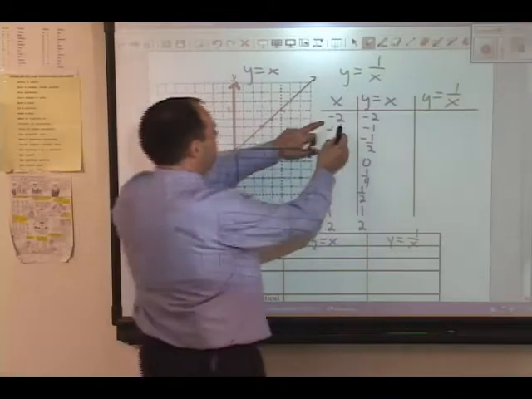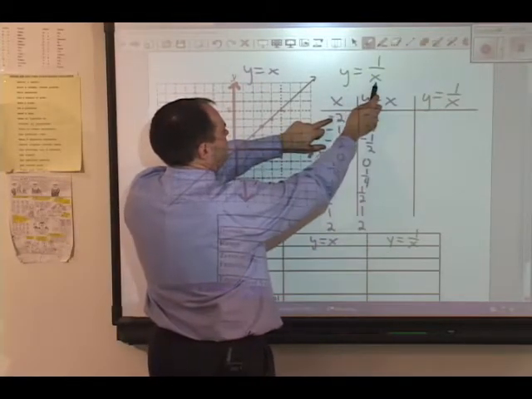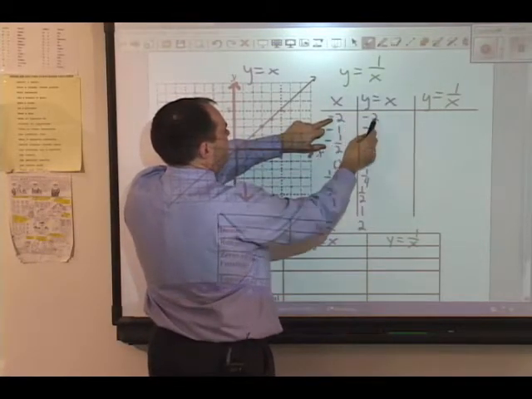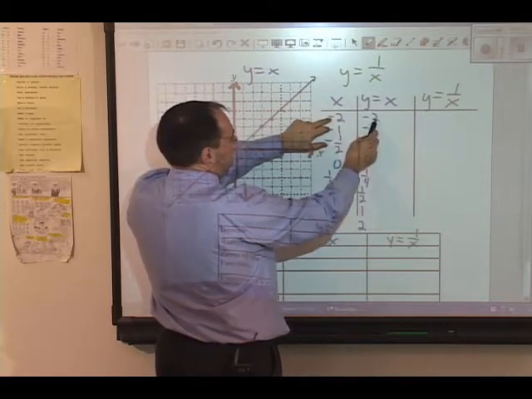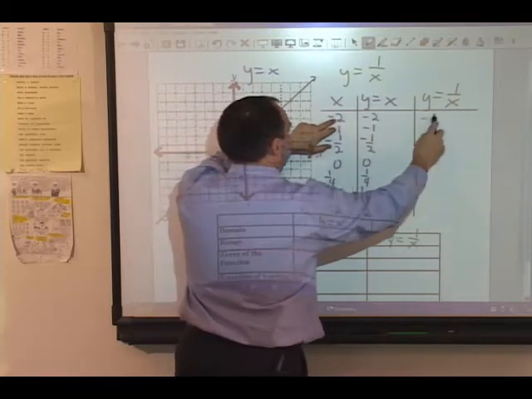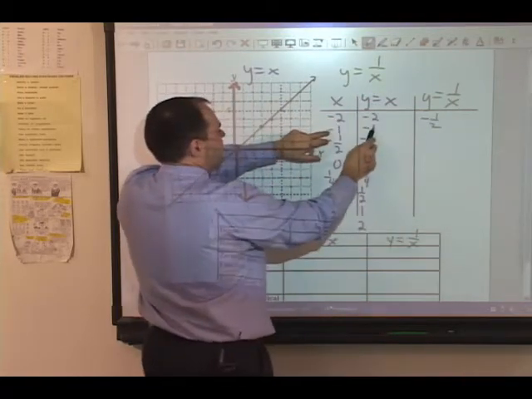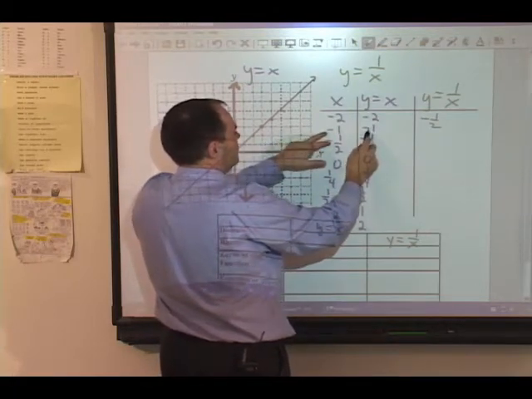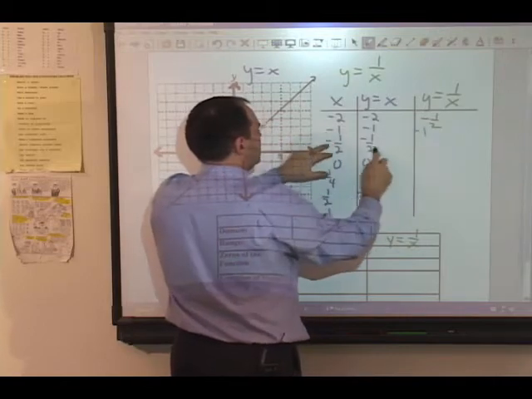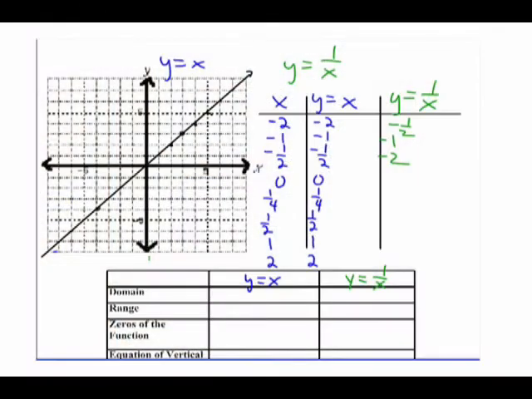If I take negative 2 and I plug it into my reciprocal function 1 over x, I'll get the same x value except that the y value will be the reciprocal of what it was before. So the negative 2 will become negative a half. And similarly, the new y values will be the reciprocal of the previous y values. So I'll take the reciprocal of each one of these points. When I get to 0, the reciprocal of 0 will be undefined. The reciprocal of a quarter is 4, and so on.